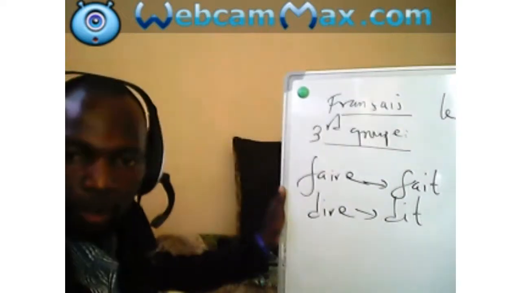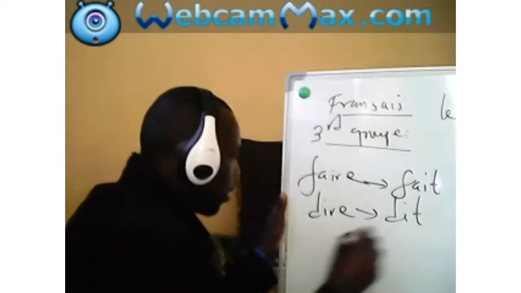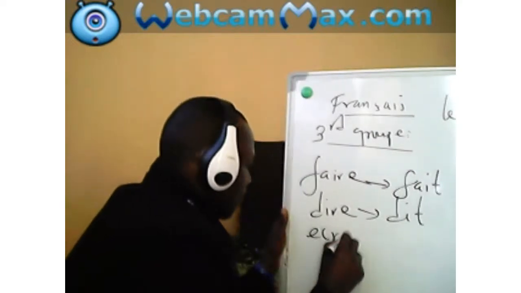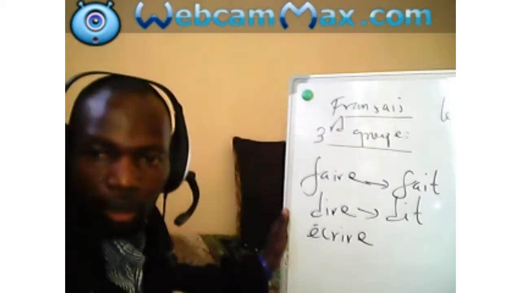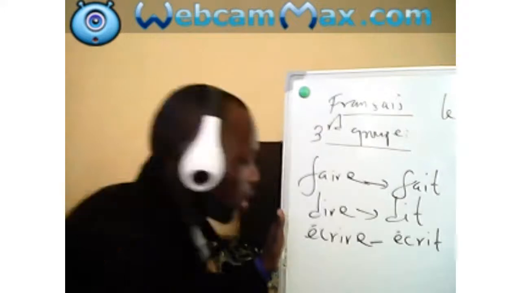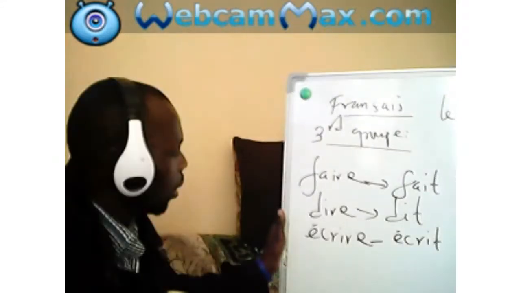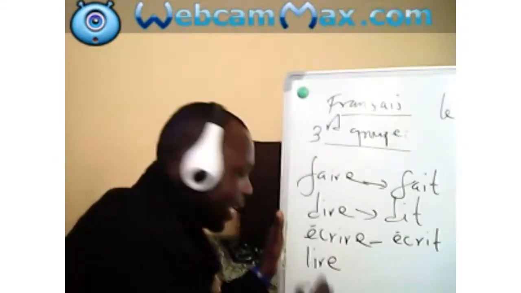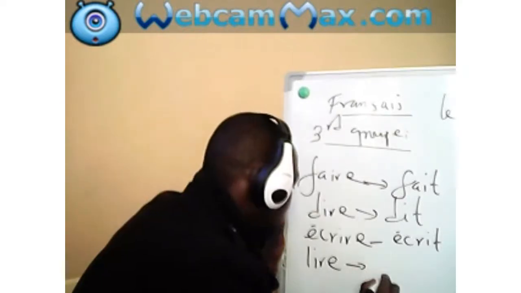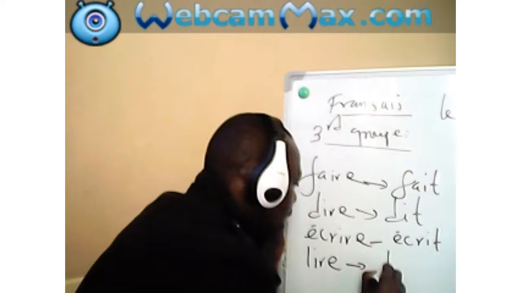Okay? The verb écrire, to write, the past participle is écrit, wrote. The verb lire, to read, the past participle is lu, read, L-U, lu.